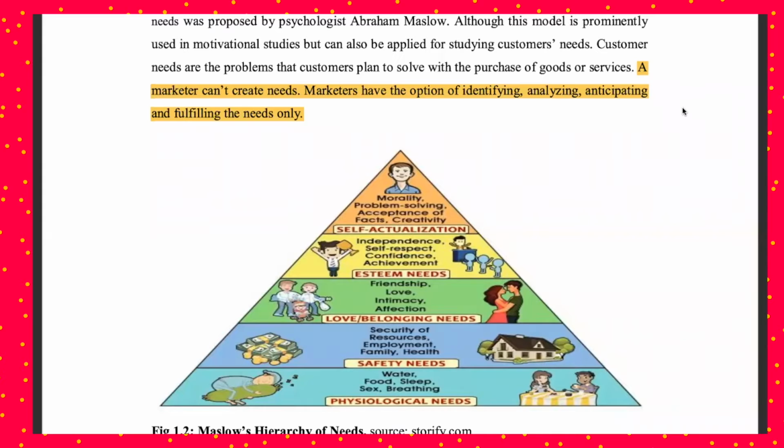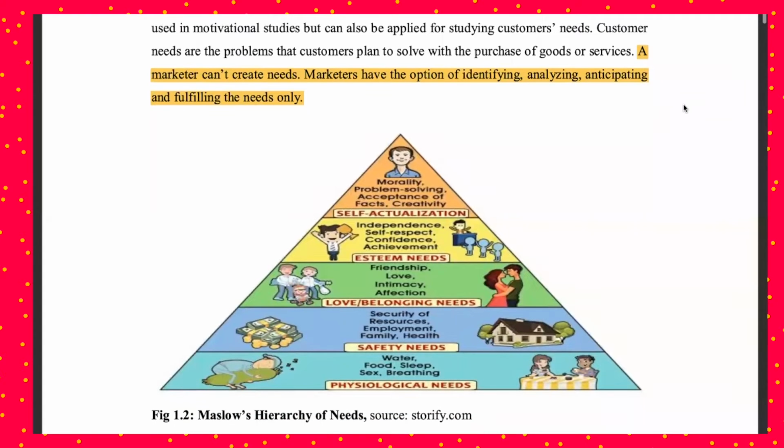So a marketer can't create needs. Marketers have the option of identifying, analyzing, anticipating, and fulfilling the needs only. They cannot create needs. They cannot say that you need water. Only you will know that you want water, you want food. Someone cannot say, oh, you need food and water. That's not how a marketer works. Rather, the marketer will identify and analyze, okay, this person needs water, what kind of water, and they will try to fulfill the need by delivering products. Like today you have different brands of water, you don't have just one.